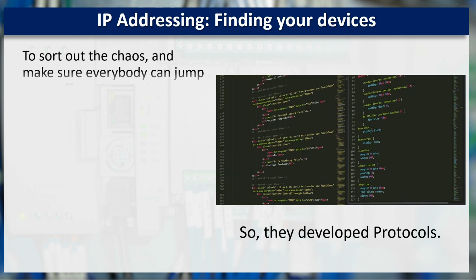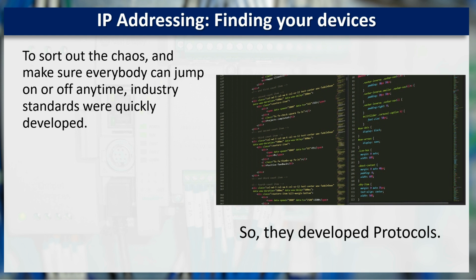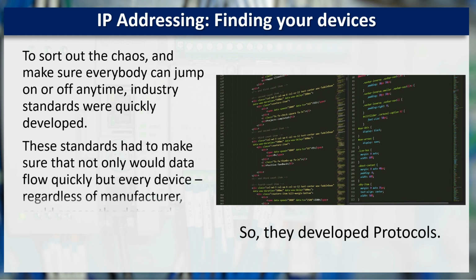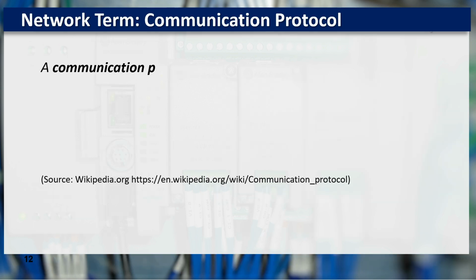To sort out the chaos and make sure everybody can jump on or off any time, industry standards were quickly developed. These standards had to make sure that not only would data flow quickly, but every device, regardless of manufacturer, could access the data and make sense of it. So they developed protocols. So let's look at the term communication protocol. What do we mean by that?